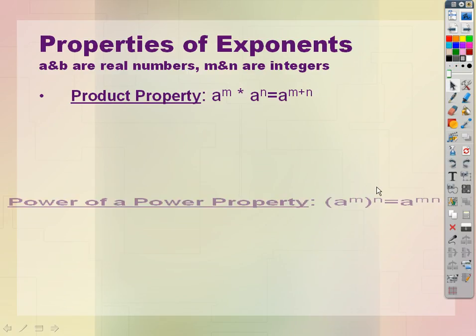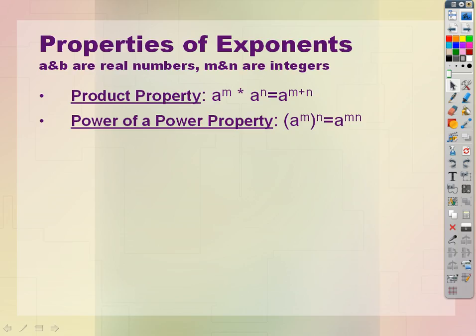Okay, next, the power of a power property. I don't care a bit if you remember what these things are called. It makes no difference. Just know what they mean and how to use them. This one says if I take a power to a power, I multiply the exponents. Okay, so for example, if I have x cubed squared, that equals x to the sixth. Good. Take power to power, you multiply the exponents. Okay.